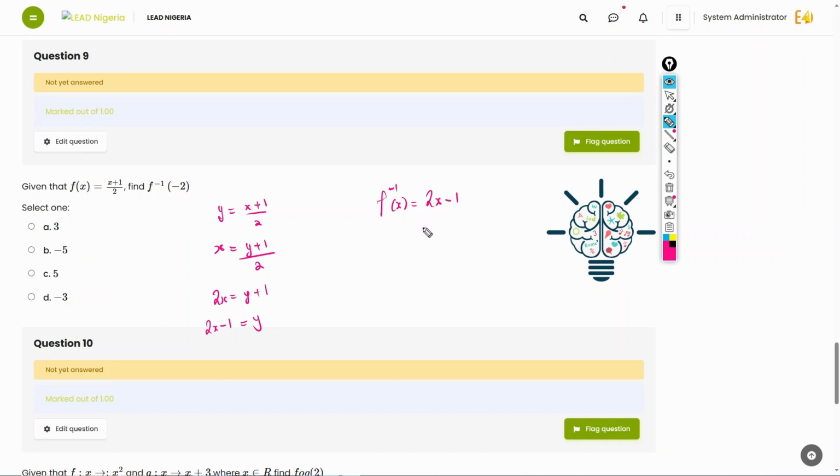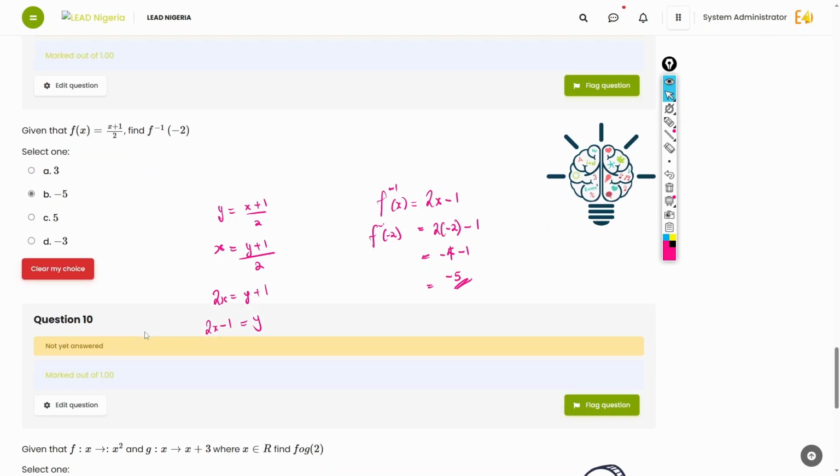So if I plug in -2, f inverse of -2 would be 2 times -2 minus 1, that's -4 minus 1, which is -5. All right, so the answer is -5. That's option B for question 9. Okay, question 10.